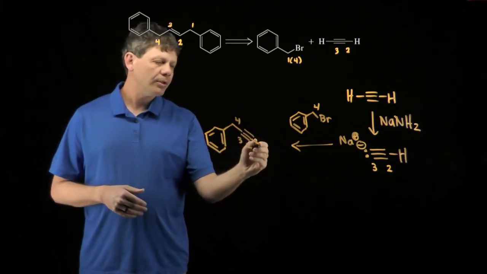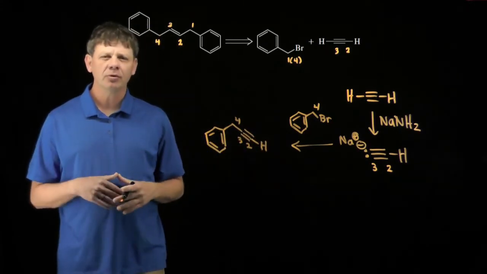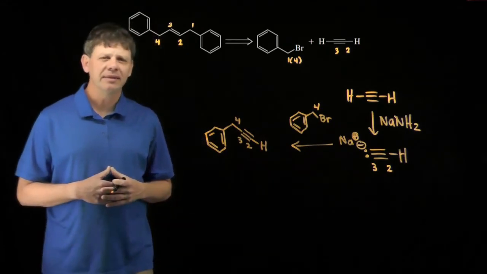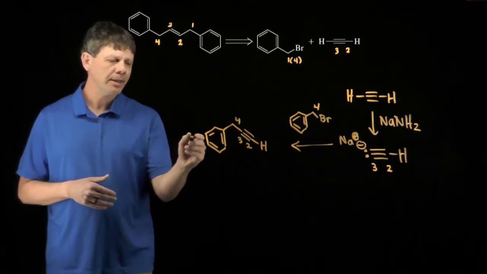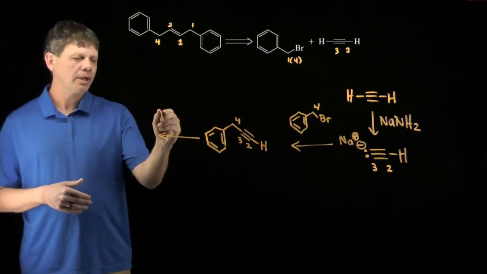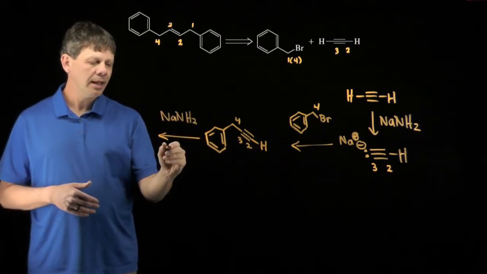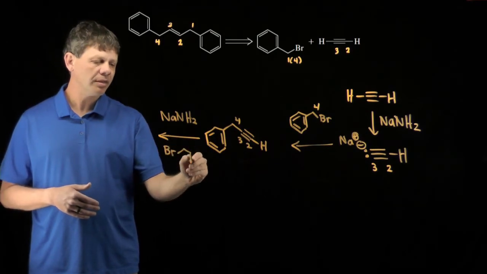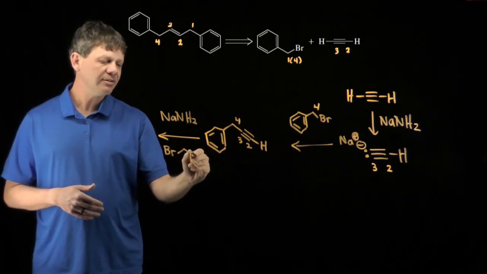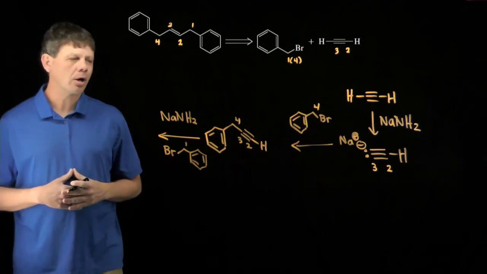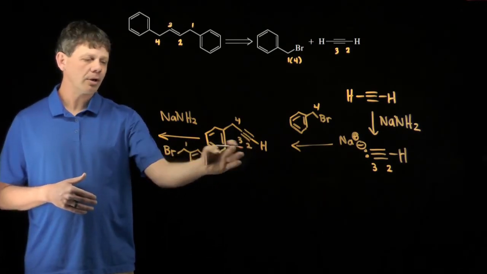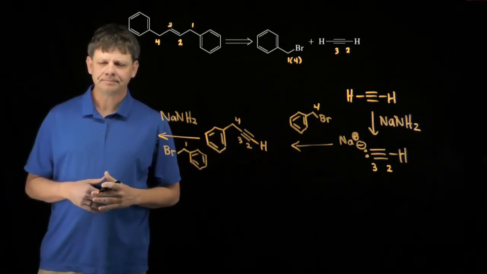We note that carbon 2 still has an acidic proton, so we can repeat this process to make the carbon 2 carbon 1 bond. And so we'll do the same thing, reacting this with sodium amide to deprotonate carbon 2, and then react that once again with the benzyl bromide, in this case calling that one carbon 1 because we're going to make a bond between carbon 2 and carbon 1.